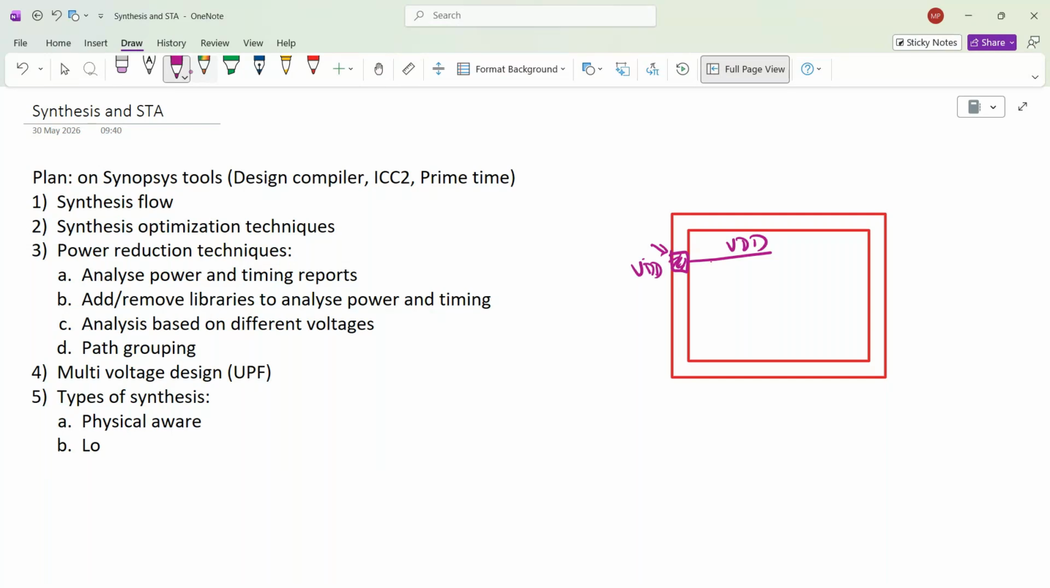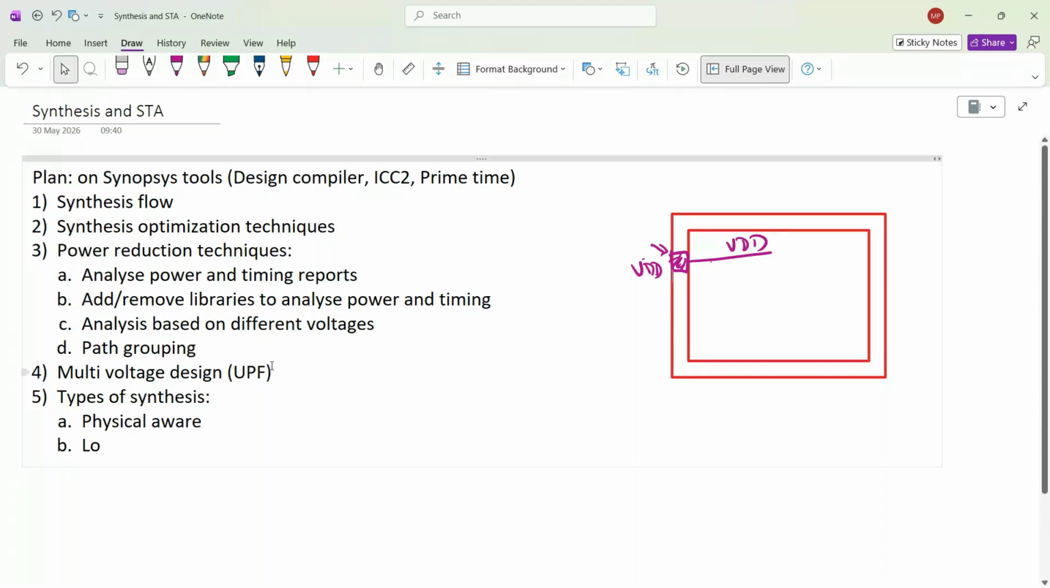If there is a multi-voltage design, there will be different commands defining different voltages also. All those things we are going to see. So UPF, we are going to analyze, study, and write the UPF. A rigorous study of UPF we are going to do here in this multi-voltage section.